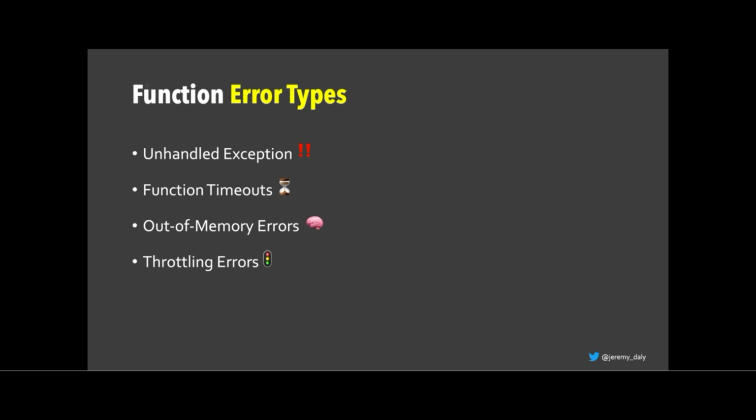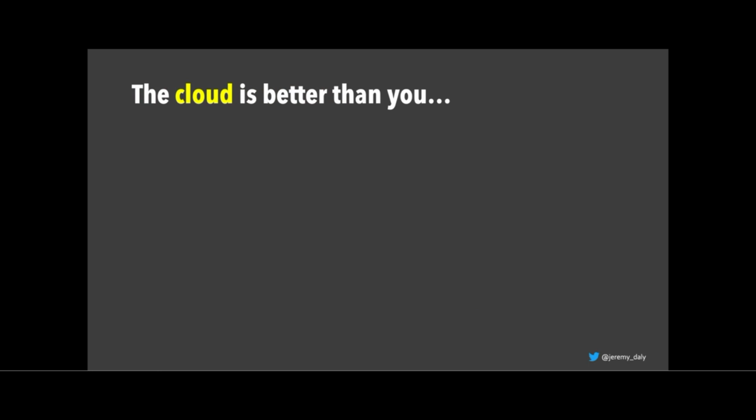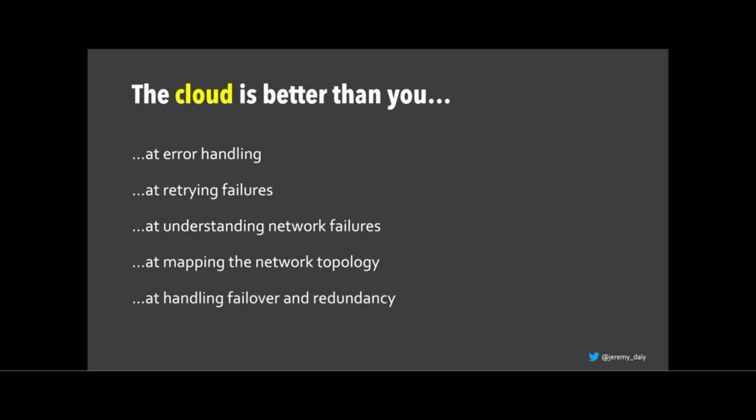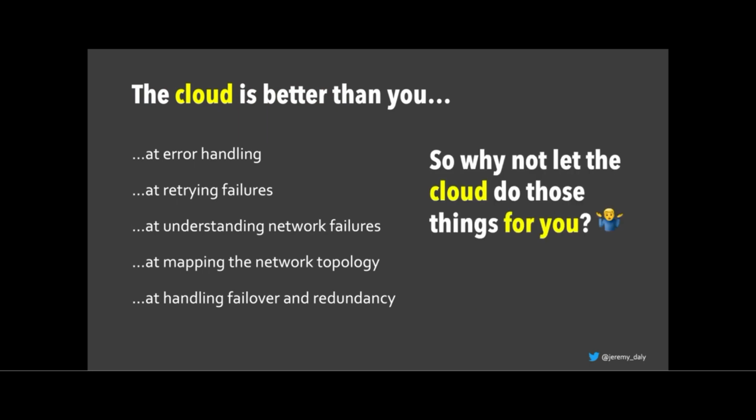An important thing to remember, and this is a little tongue-in-cheek, is that the cloud is better than you at things like error handling, retrying failures, understanding network failures, mapping its own network topology, right? AWS knows much better than you which services are available that you're trying to connect to, and also how to handle things like failover and redundancy. So it knows when something is not working correctly, it knows when a network path isn't responding, and it can handle that for you. If the cloud is better than you at all these different things, you have to ask yourself the question, why wouldn't I just let the cloud do these things for me?